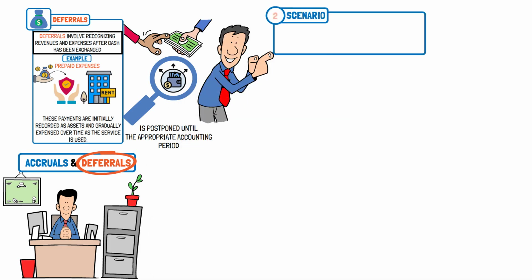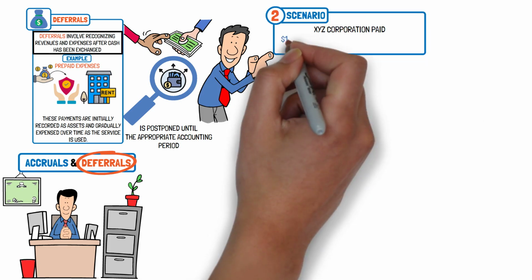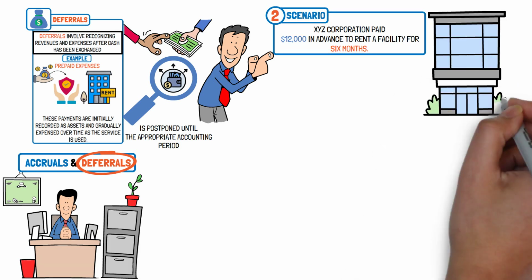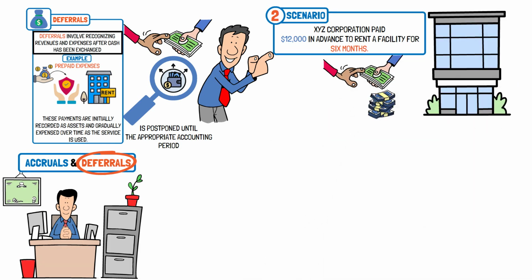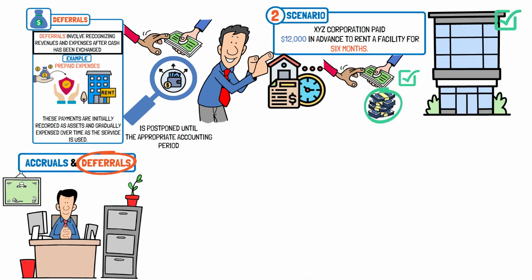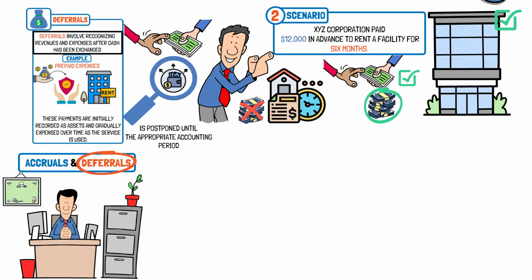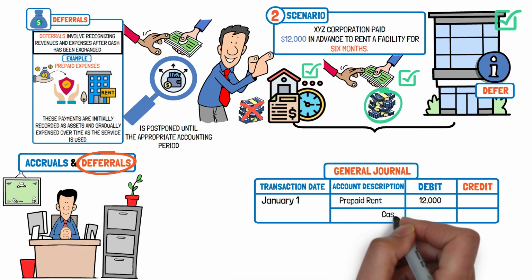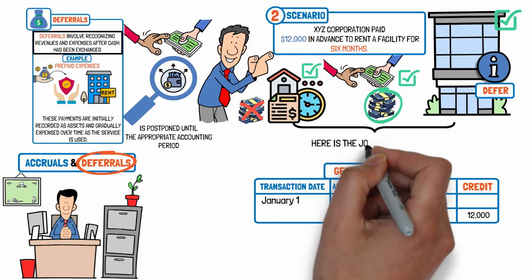Scenario 2. XYZ Corporation paid $12,000 in advance to rent a facility for 6 months. In this case, the company has paid for an economic resource that will be used in the future. Although cash has already been spent, the benefit of the rental period has not yet been realized. Therefore, the company must defer the recognition of the expense until the rental period is actually used. To record this deferral, XYZ will recognize an asset, specifically prepaid rent, rather than an immediate expense. This reflects the future economic benefit the company expects to receive. Here is the journal entry to record the deferral.